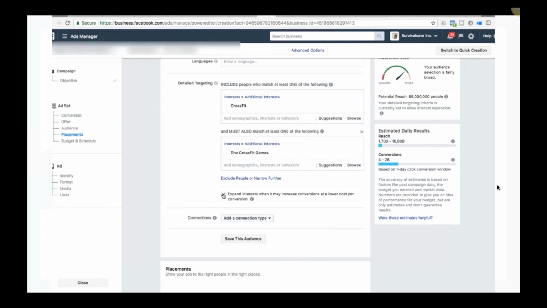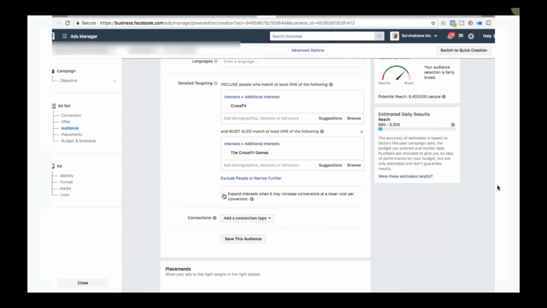One thing we want to do is go down here. There's a little box that's checked. We want to uncheck this box, because what this is going to do is expand interest. I don't want to expand it. I want to go to the interest that I want it to. So as soon as I click that, if you notice over here, it goes down to 6.4 million. Okay. Now that's too big for me still.